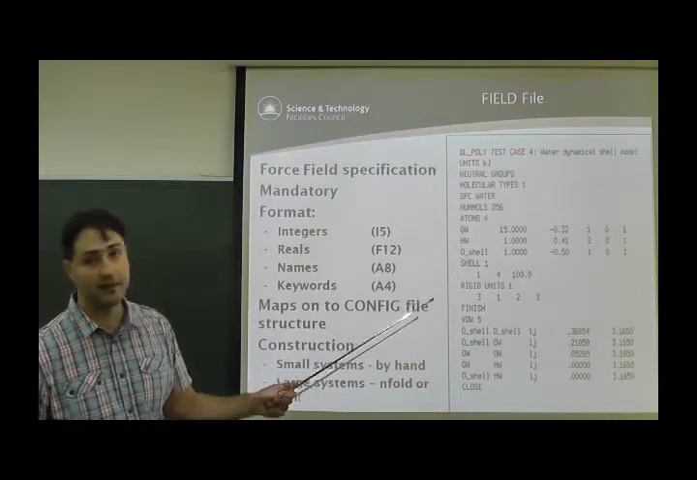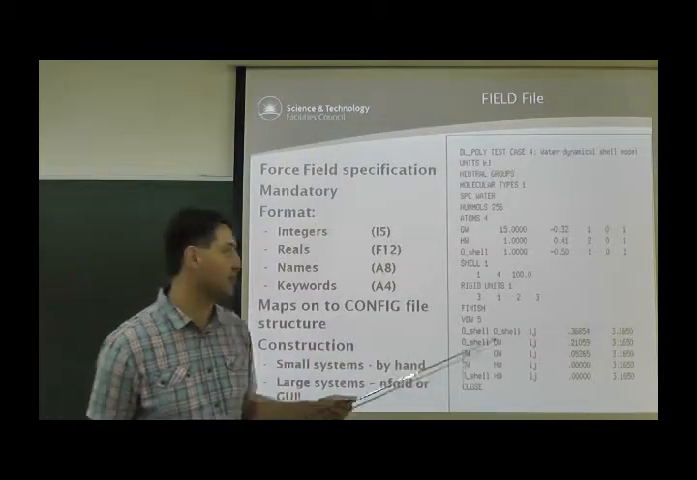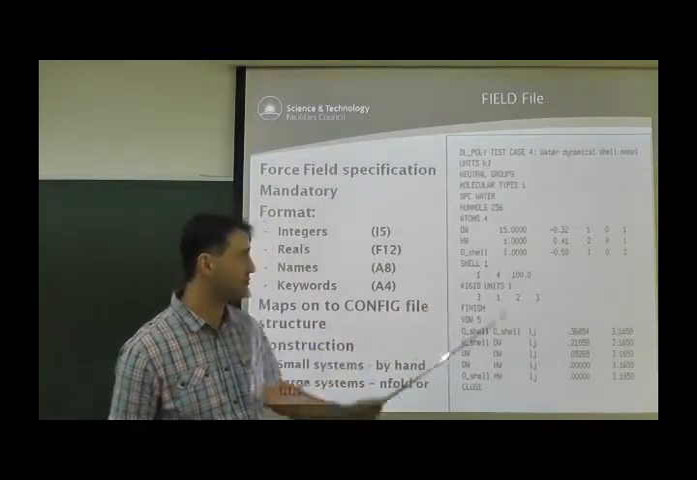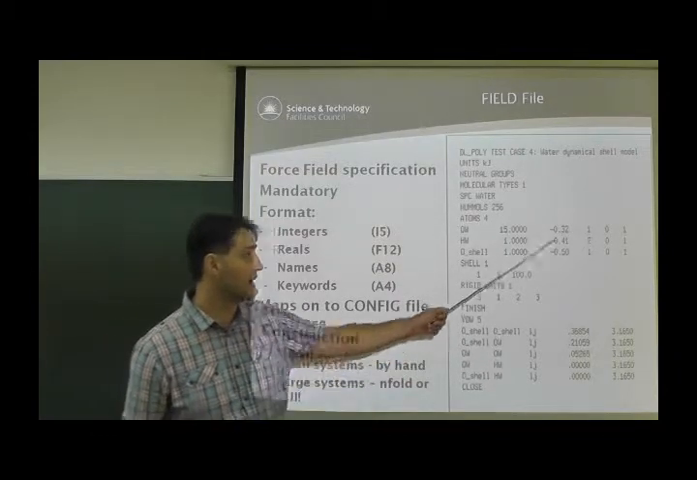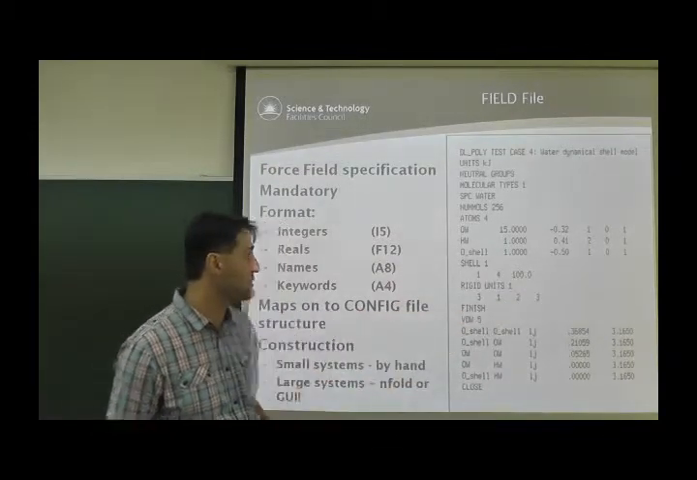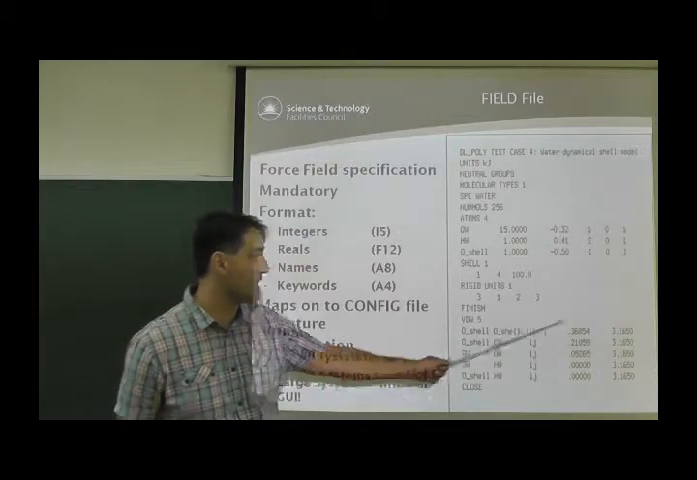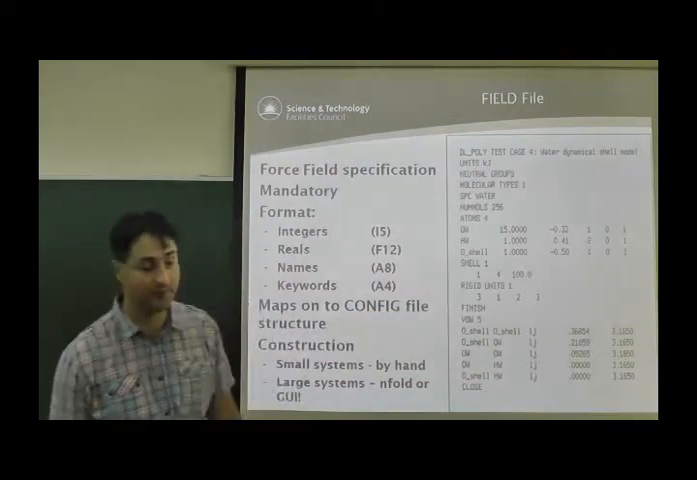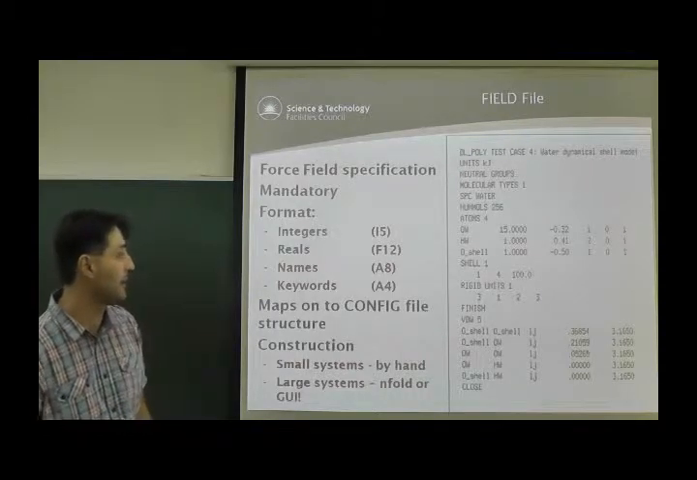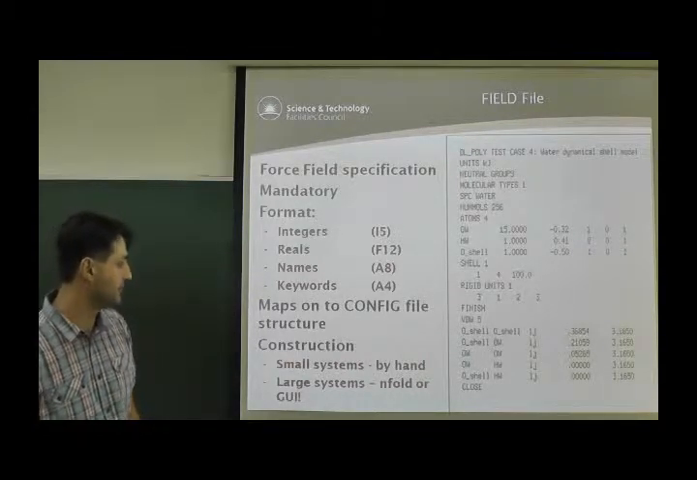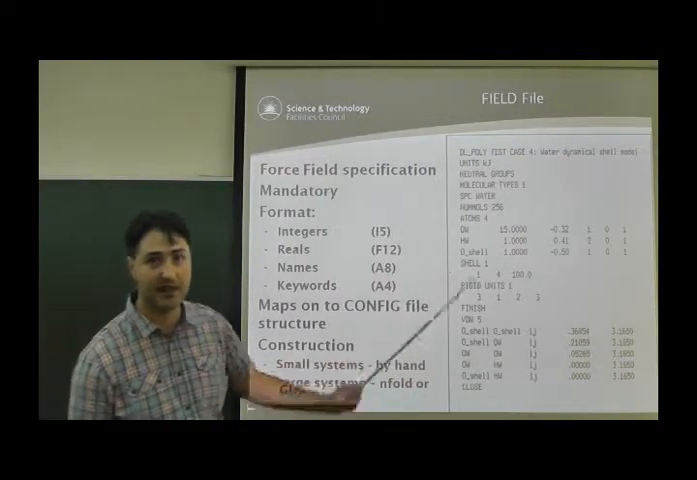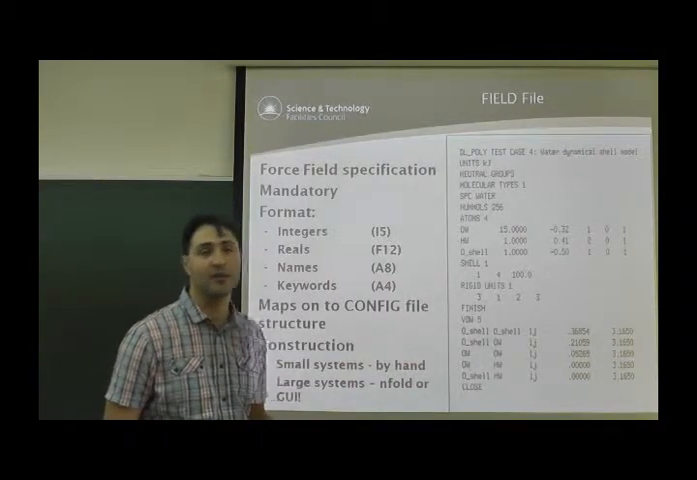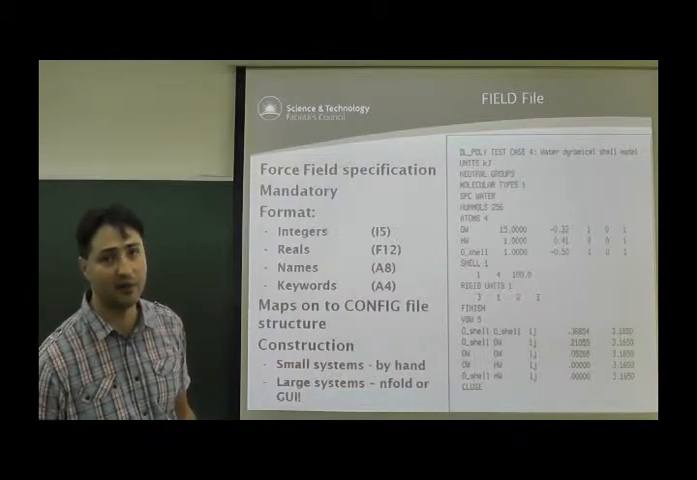Again, as I mentioned, we only give numbers, but these numbers have meaning. So the mass will be in Daltons, the charge in protons, and we have energy-bearing parameters, and then we'll have the kilojoules per mole dimensionality. So for small systems, we can write this by hand, but if we have a complicated system, again, we have to use a GUI.